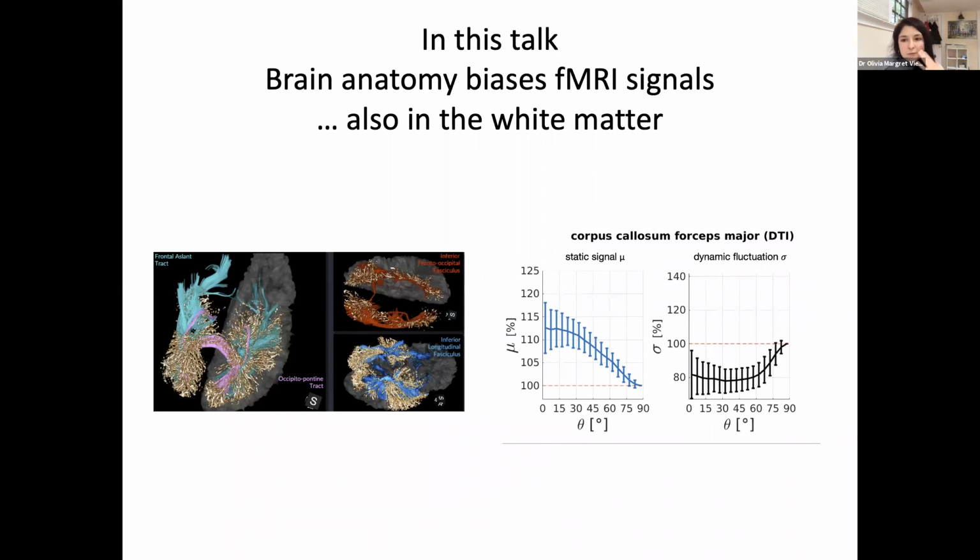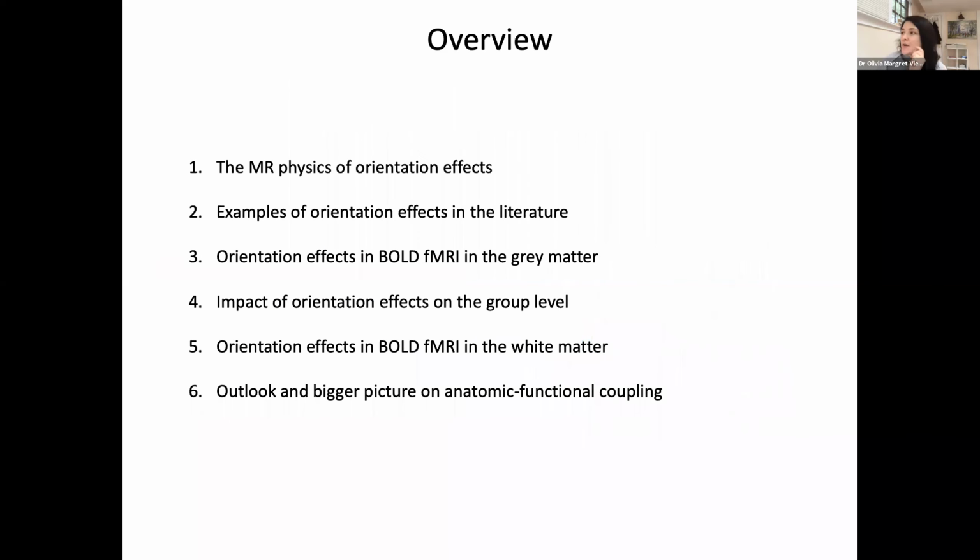And after this, we will leave the gray matter and take an excursion into the white matter, and I will show work that links vascular and fiber anatomy and show how both signals in the white matter might be related to specific vascularized fiber tracts. So this is just to give you a little bit of a trailer of what we will be looking at. So here is the outline of today's talk.